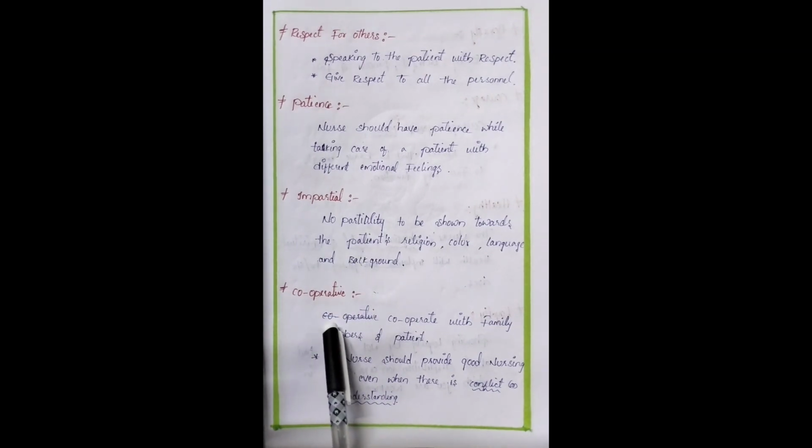Next, cooperative. A nurse should cooperate with the patient and family members. Should provide good nursing care. A nurse should provide good nursing care even when there is conflict or misunderstanding. Even if there is misunderstanding with the family members of the patient, the nurse should not scold or be angry with the patient or family members, should understand and be cooperative with the patient and family members.